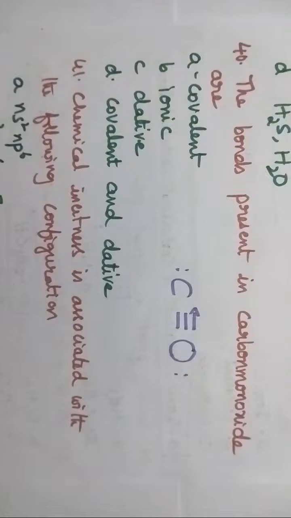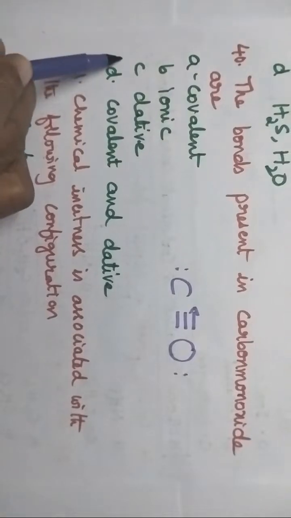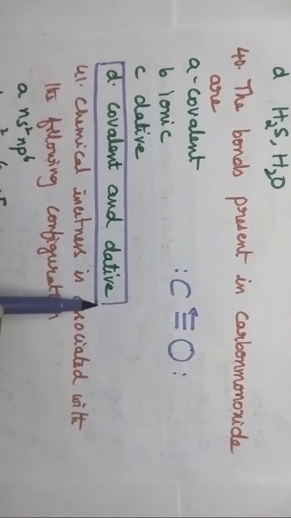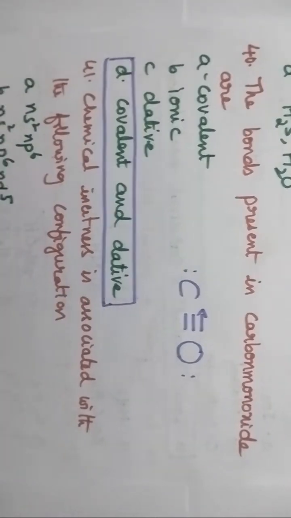Are you listening? Yes, carbon monoxide contains both covalent and dative bonds. So option D is the right answer.